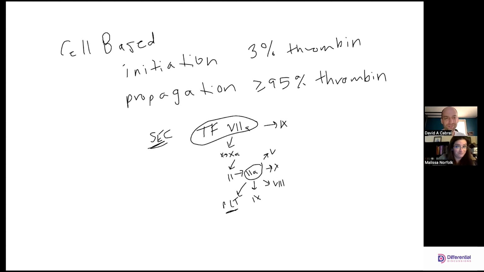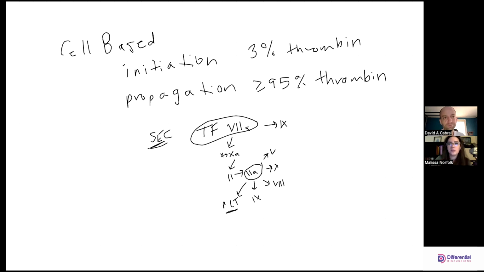Now where do you go? This is where theory plays a large role in really understanding how we're using the coag cascade based model to utilize testing, and we're utilizing the cell based model slightly differently. It's what's actually happening in vivo.